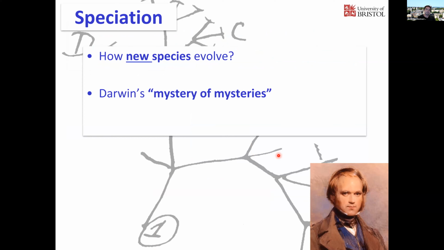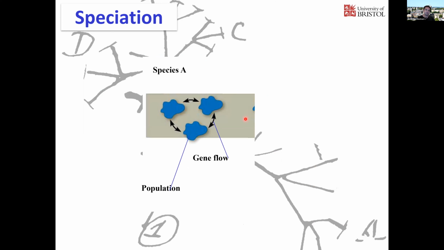So where do species come from? How do new species evolve? All right, this is a process we call speciation, the genesis of new species. This is what Darwin called the mystery of mysteries. Poor Darwin, he was living in a time in which there was no knowledge of genetics or developmental biology. He didn't know about Mendel, for example. It was very hard to explain some of those mechanisms.